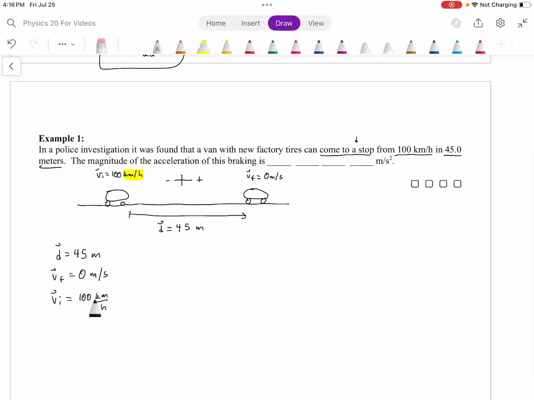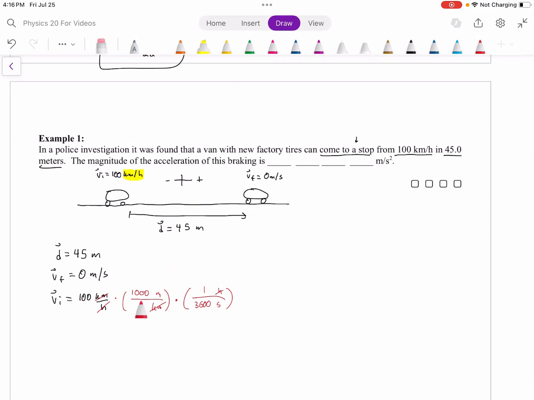Before we go any further, so I don't forget, let's go ahead and convert those kilometers per hour to meters per second. So there are 1,000 meters in every 1 kilometer. So far, so good. Kilometers are canceling out, okay? And then hours, 1 hour contains 3,600 seconds. And we can double check. Hours on bottom, hours on top. Hours over hours is just 1.